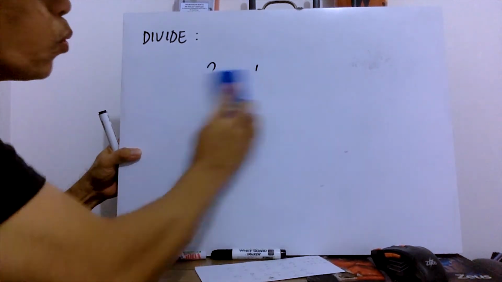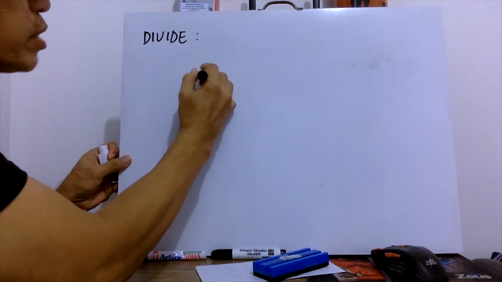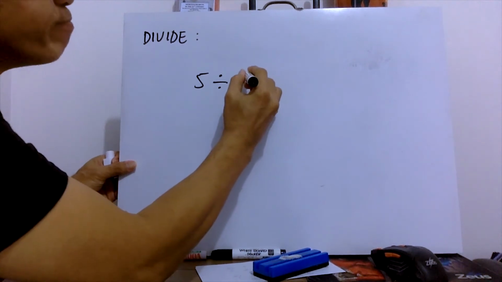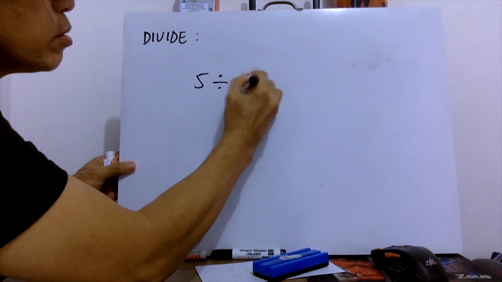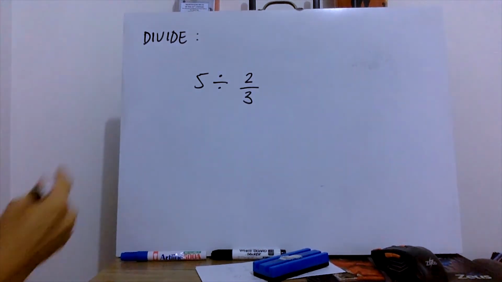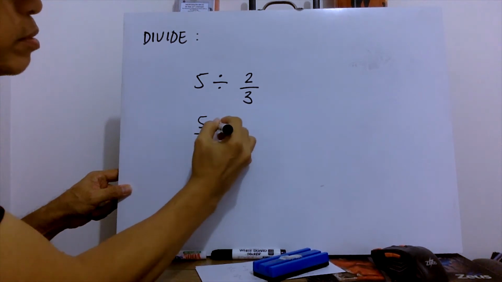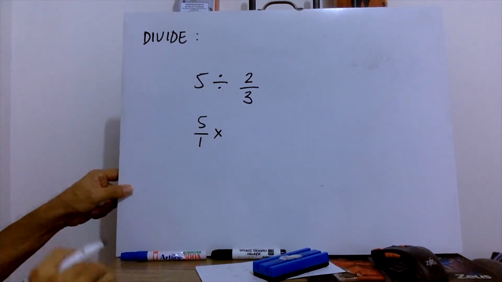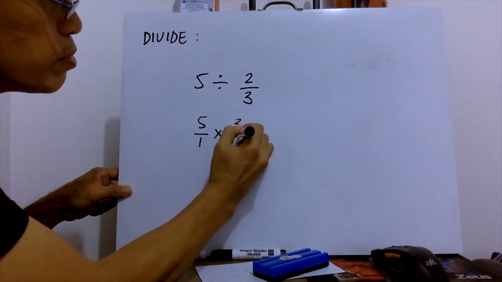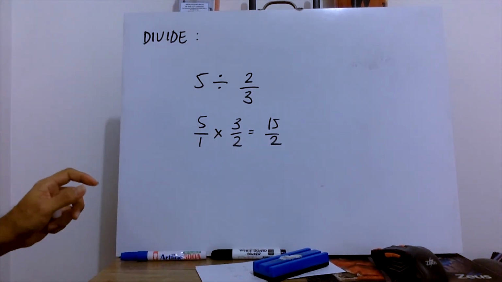Now, what if we divide a whole number, let's say 5, by a fraction? Let's say 2/3. What is 5 divided by 2/3? Again, make this a fraction, 5 over 1. Change the sign into times, and then get the reciprocal of the second fraction. That's 3 over 2. Or 15 over 2. Simple as that. Okay?